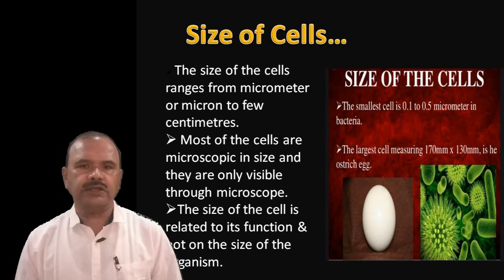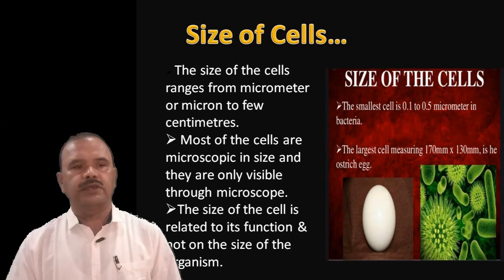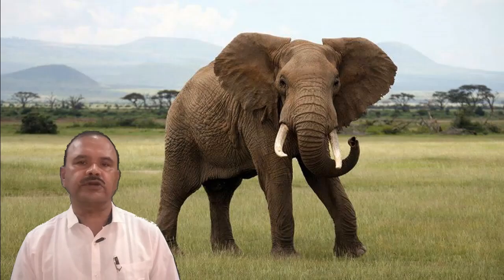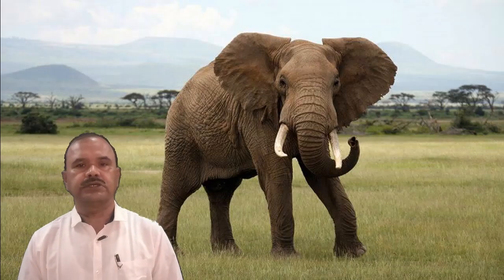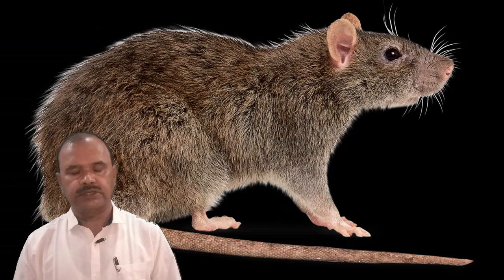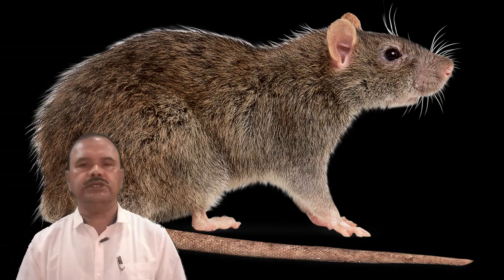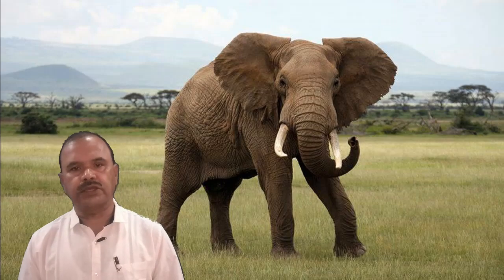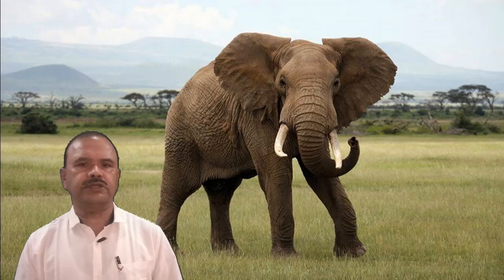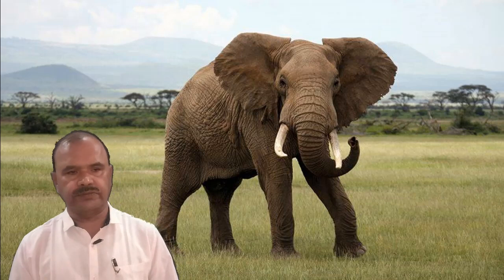The size of the cell doesn't relate to the size of an organism. It means we can't say that the cells of an elephant are much larger than the cells of a rat. The size of the cells of the rat is equal to the size of the cells of the elephant. It means the size of the cells depends upon the function, not on the size of the organism.